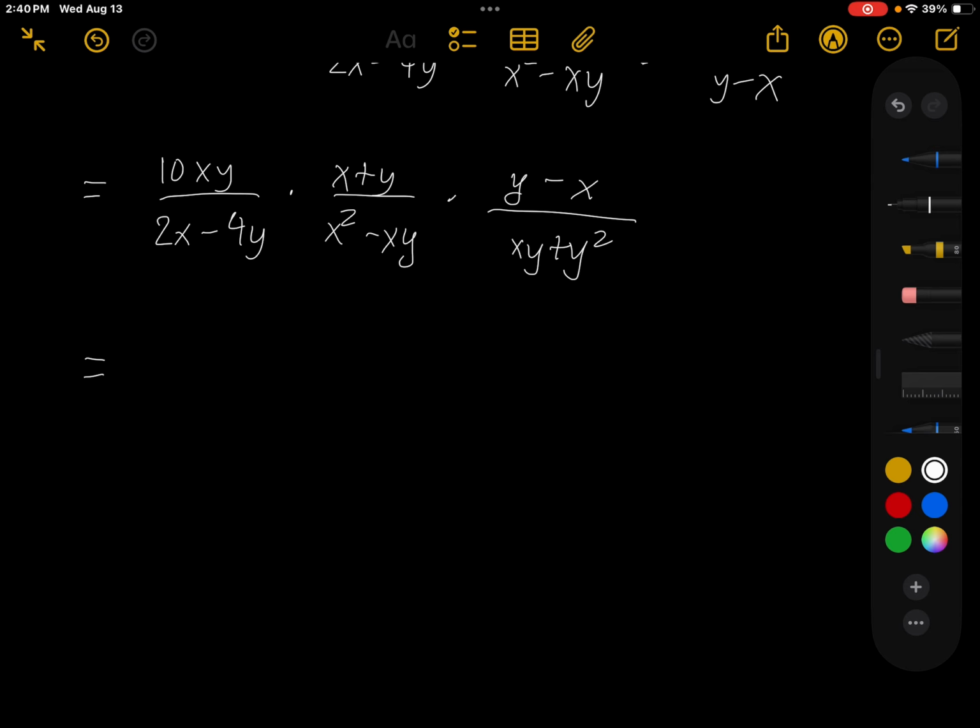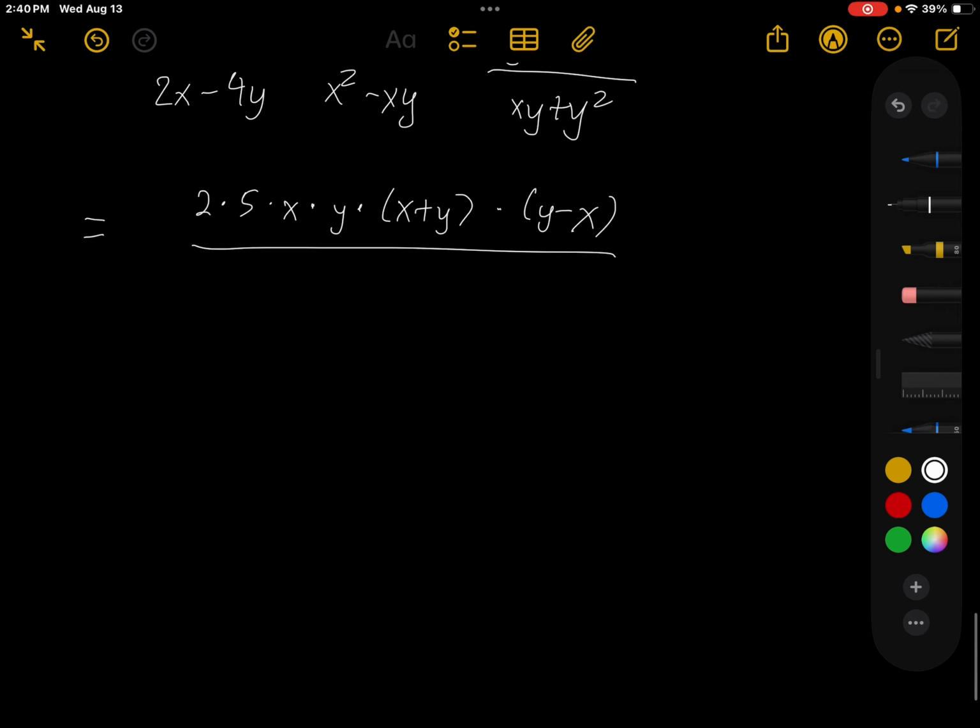So, well, on the top, I actually can't factor out anything. I guess the 10 I can factor out as 2 times 5. So 2 times 5 times x times y times parentheses x plus y times parentheses y minus x on the top. On the bottom, 2x minus 4y, what can I factor out? 2, right? 2 times parentheses x minus y, and then times this x squared minus xy, I can factor out an x, and then I'm left with x minus y. And then xy plus y squared, I can factor out the y, and then I have left over x plus y. And now I can try to cancel things out.